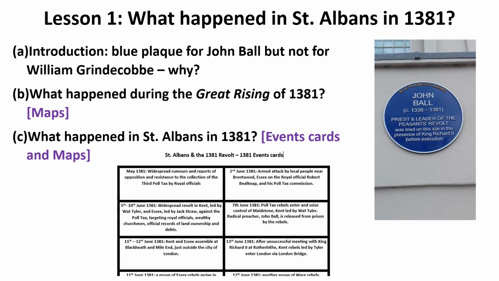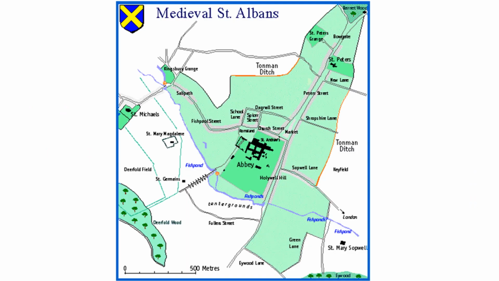The main part of this lesson will explore the key events, the key developments of the revolt in St Albans in 1381 in relation to what happened nationally, particularly in London. And it will use the accompanying resources of maps and event cards to help pupils identify what happened and when during this really important year. An example of such a resource is this map of medieval St Albans during this period, particularly in relation to the town and the abbey itself.